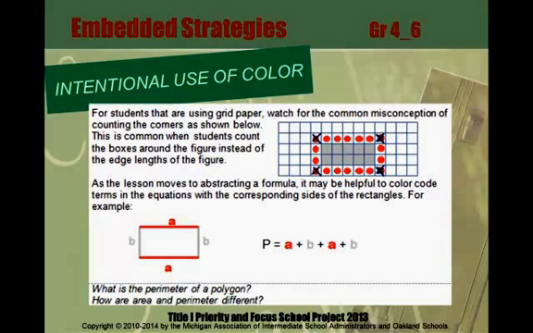This kind of intentional use of color should carry over to the classroom setting to help students make connections between representations of mathematics. Use of color in this manner should also be used to support access and to advance student thinking.